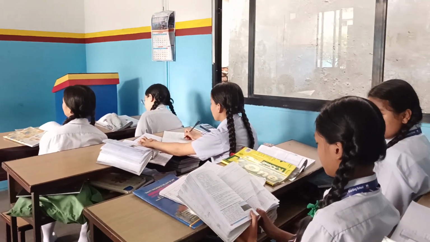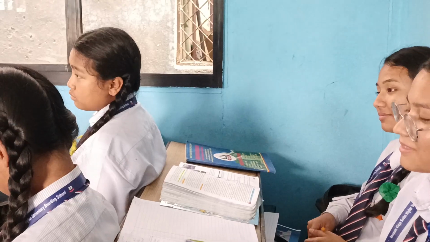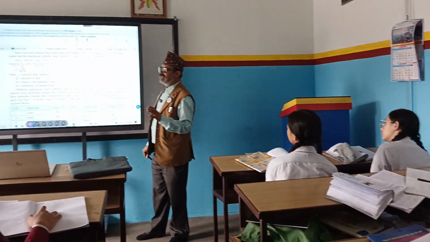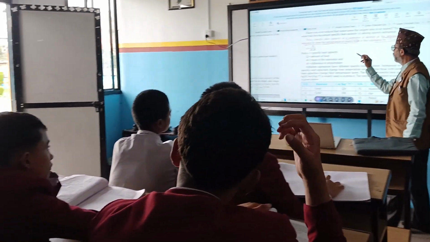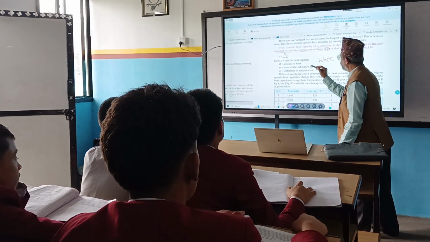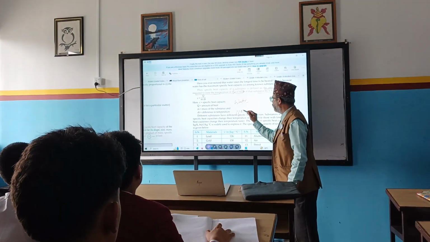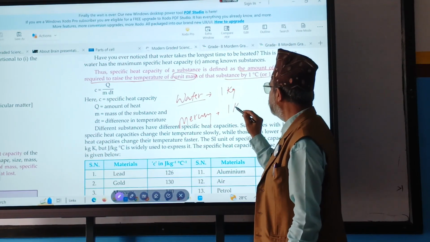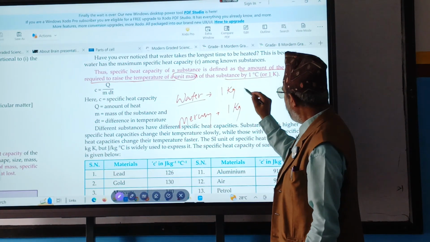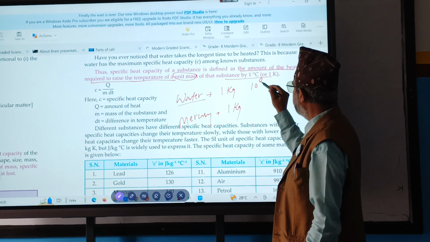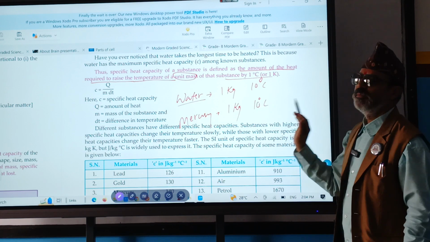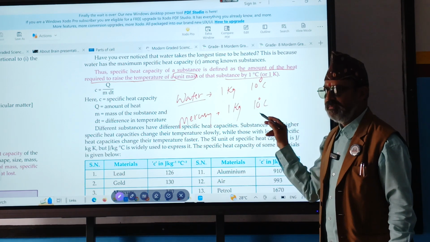The amount of heat required to raise the temperature of unit mass. Unit mass means 1 kg of substance by how many degrees centigrade? 1 degree centigrade or 1 Kelvin. Now look here. Here is water. What is here? And what is here? Mercury. We have taken 1 kg water and 1 kg mercury. Water is at how many degrees centigrade? Mercury is at how many degrees centigrade? 1 degree. Both have the same mass and same temperature.